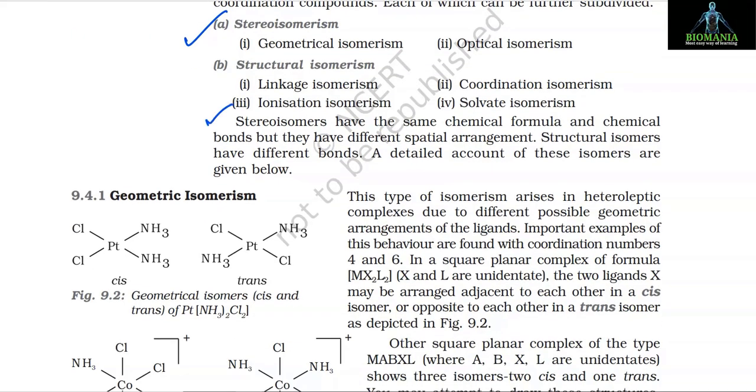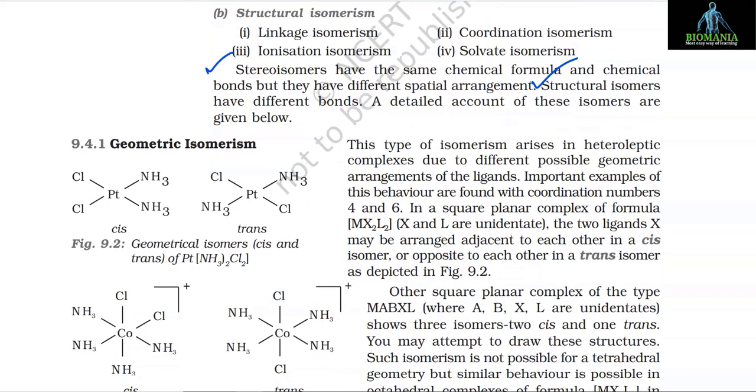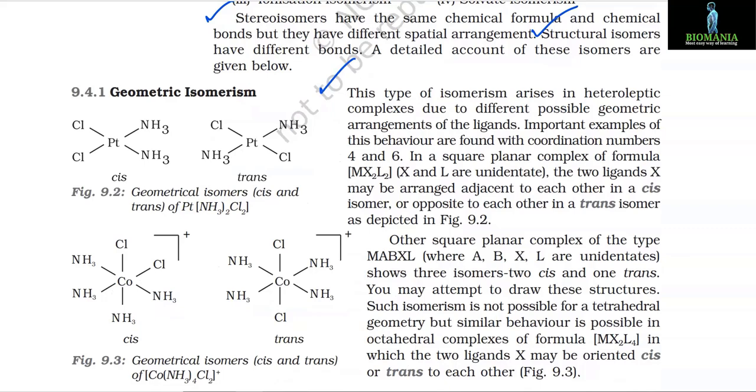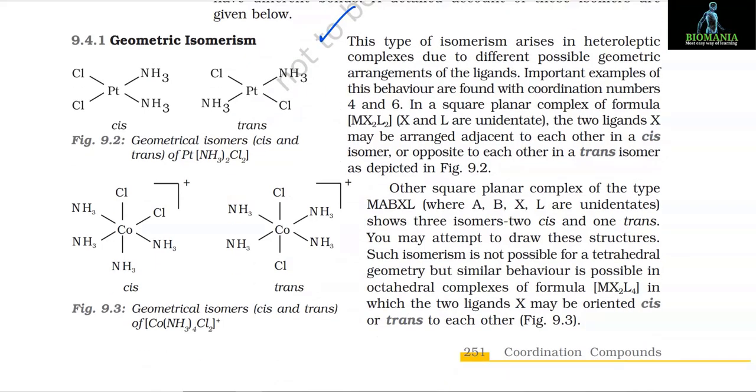Stereoisomers have the same chemical formula and chemical bonds, but they have a different spatial arrangement. Structural isomers have different bonds. A detailed account of these isomers is given below. This type of isomerism arises in heteroleptic complexes due to different possible geometric arrangements of the ligands.